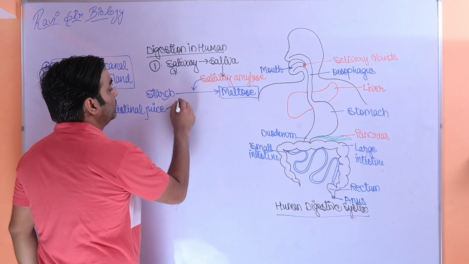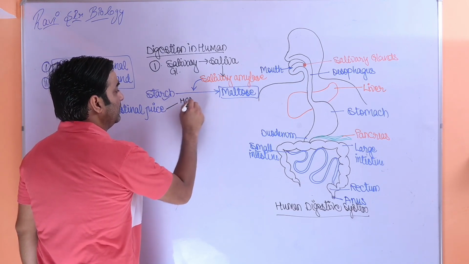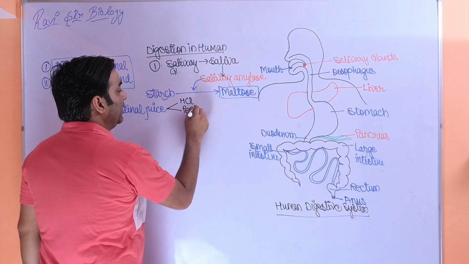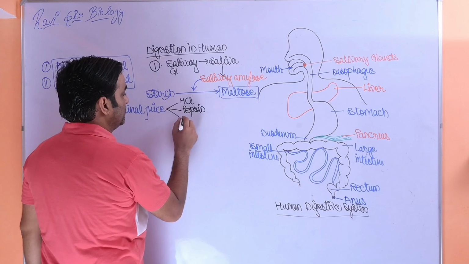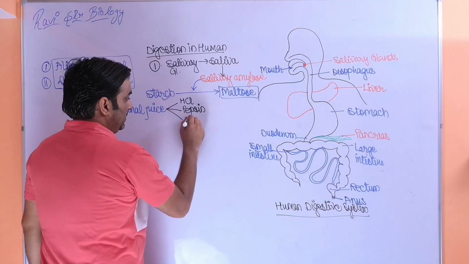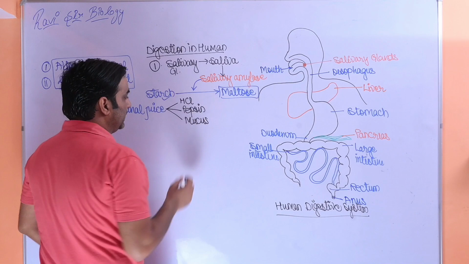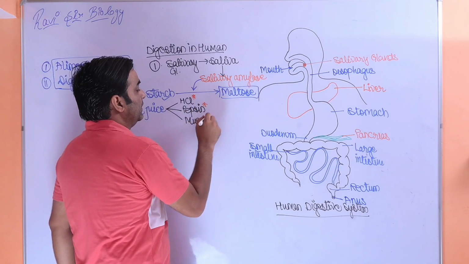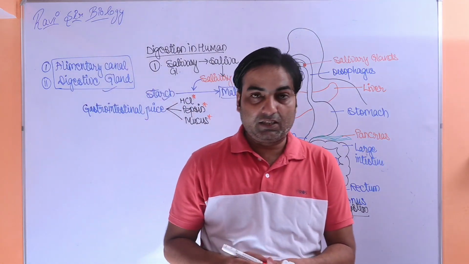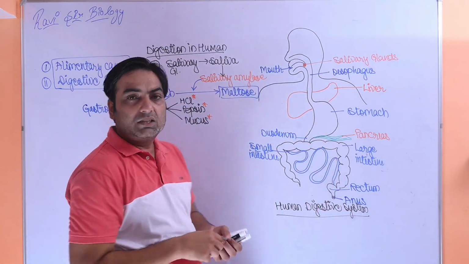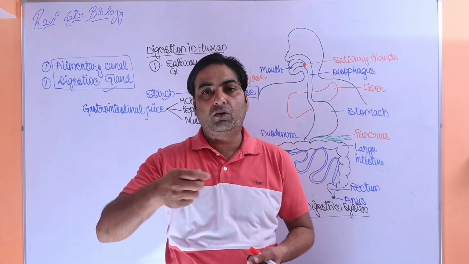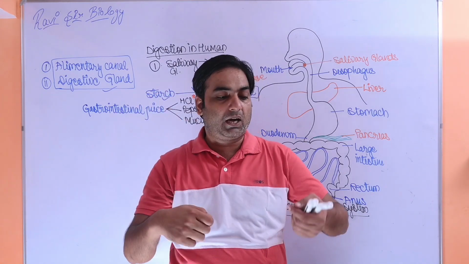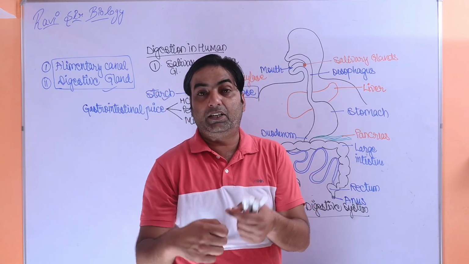These three parts are: the first is HCl, the second is pepsin, and the third substance produced is mucus. Remember, three things are secreted by the stomach in the gastrointestinal juice. The first is HCl. The food we are taking, we are not going to check it with the help of a lens before putting it into the mouth. It never happens, it is not even possible.